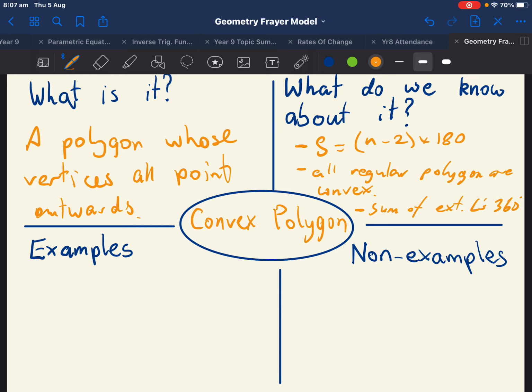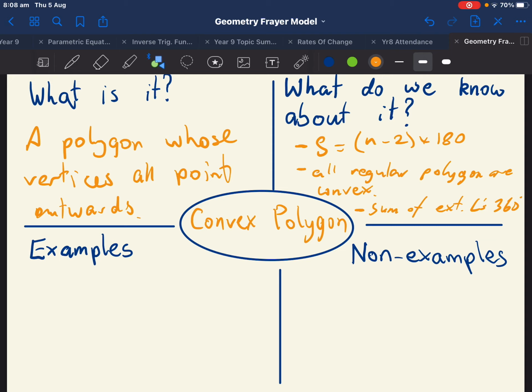Okay, so again, you may have had your own different things, and you could definitely do that. Other things you could have written there was, a three-sided convex is a triangle, a four-sided a quadrilateral. You could have put those names down. There's lots of different things you could have put there.